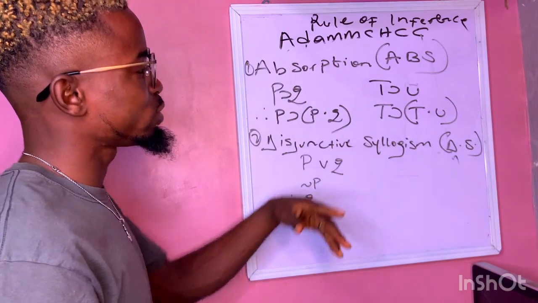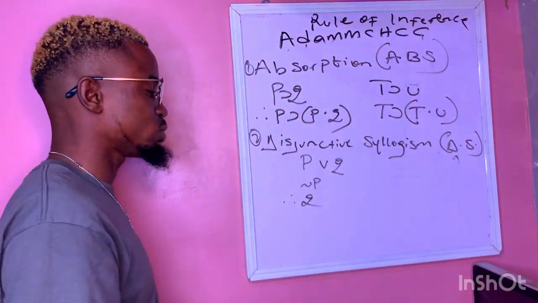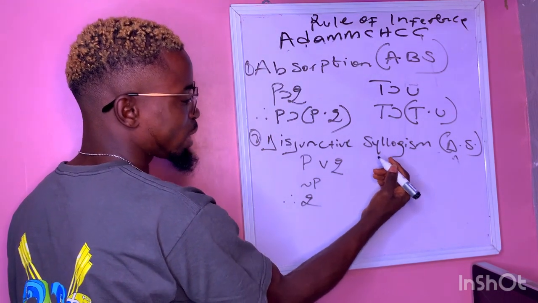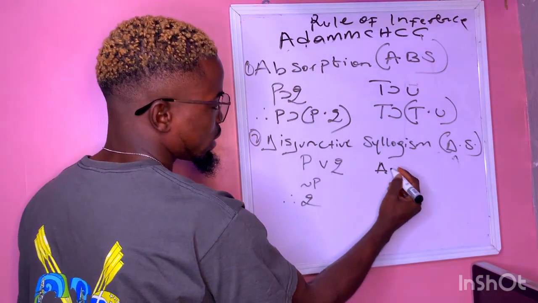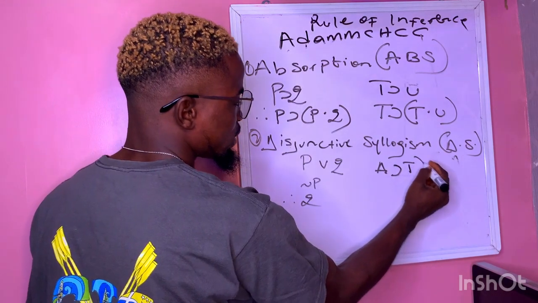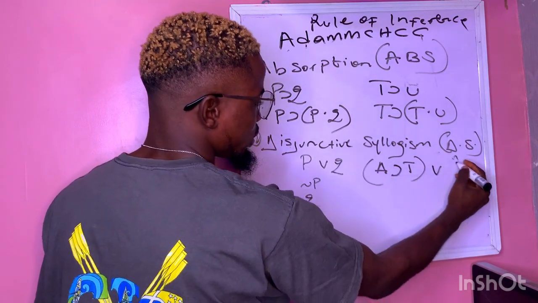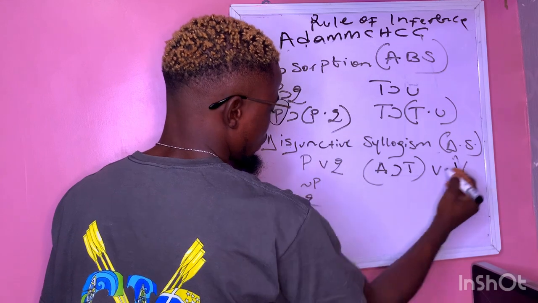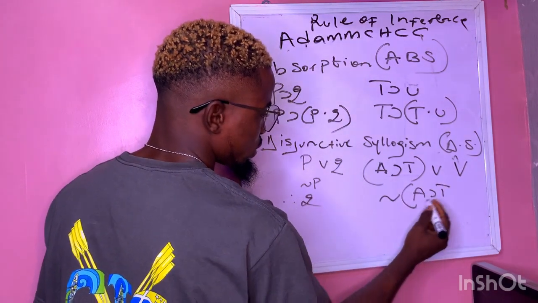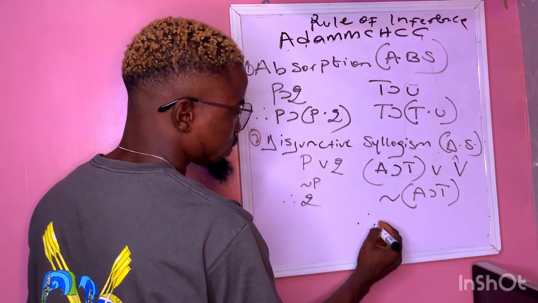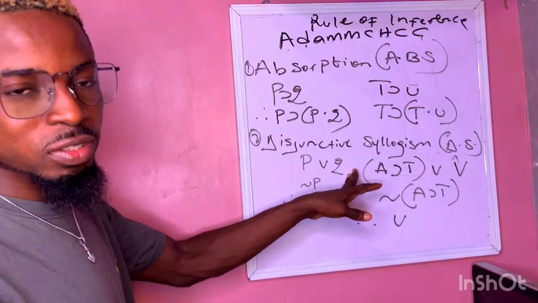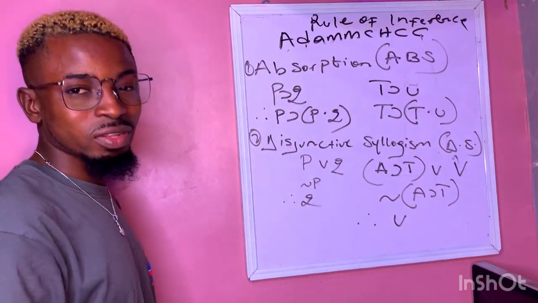Just like the content does not matter in absorption, the same thing applies to disjunctive syllogism. So it's still the same thing if we have something like, let's say, open parenthesis A implies T close parenthesis or V, negation of open parenthesis A implies T close parenthesis, therefore V. So this still works for disjunctive syllogism. Like I said, the content does not matter.